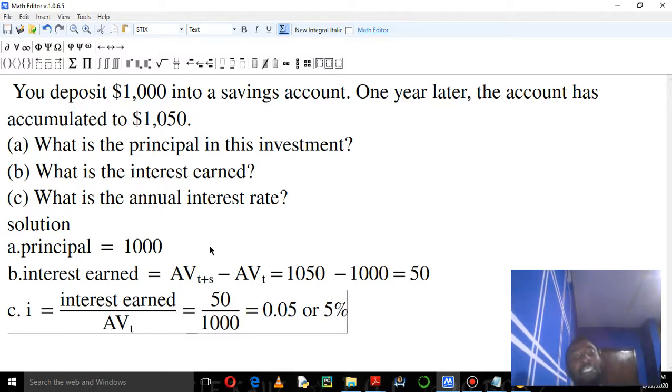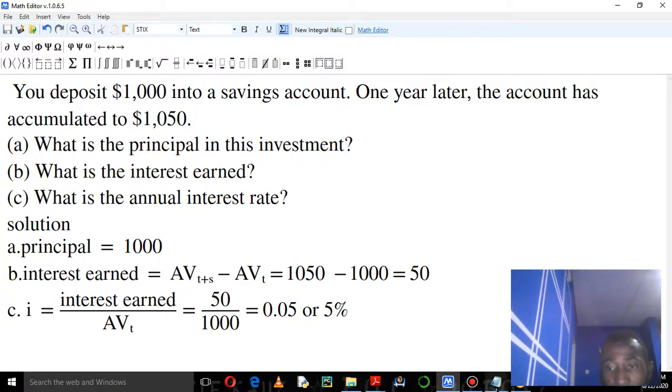Just multiply 0.05 by 100, and you arrive at your 5%. So this is just the basics of interest. Just know the formula I've given you, then apply it. So any question you are given, you apply it. I'll be giving you a question to solve now.